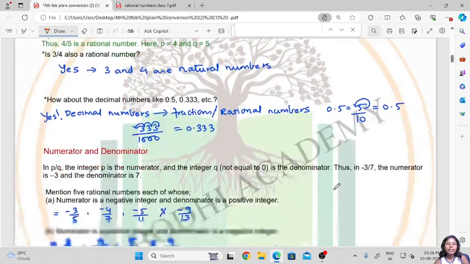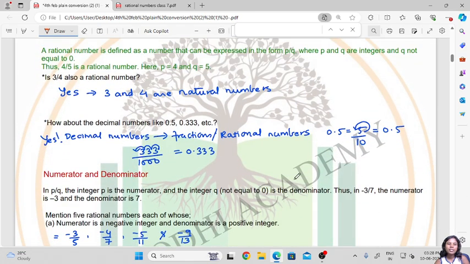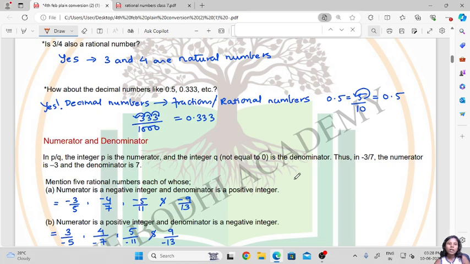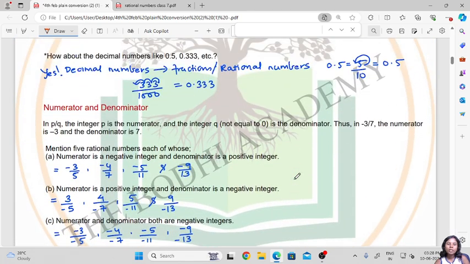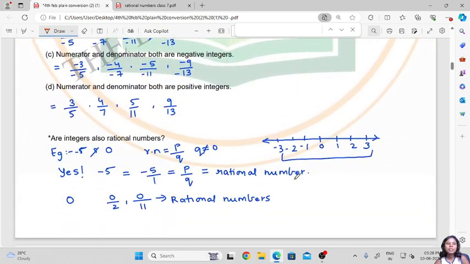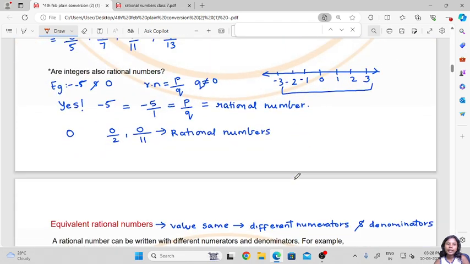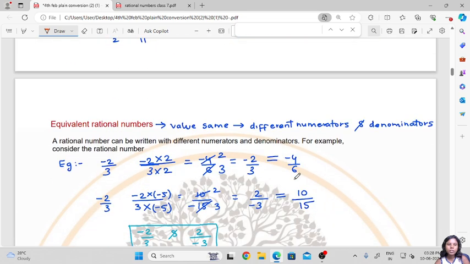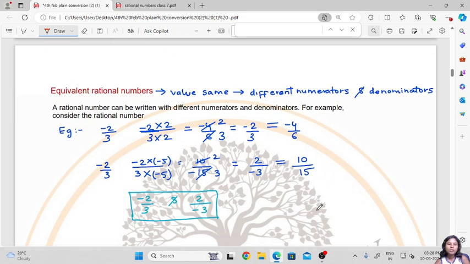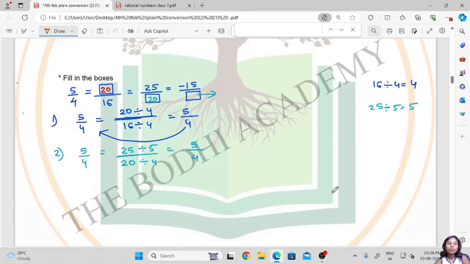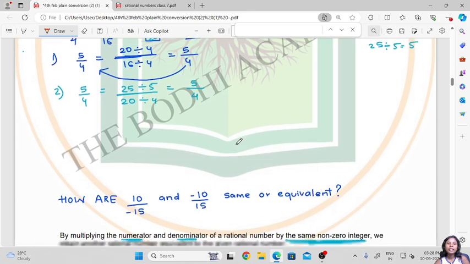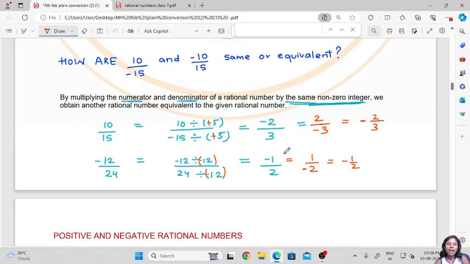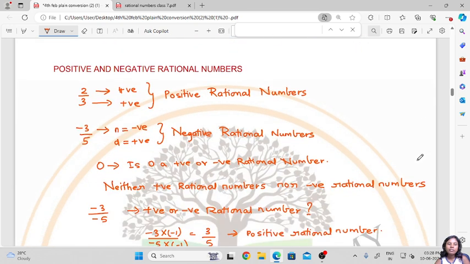was derived. Then we answered questions like, are decimal numbers also rational numbers? We spoke about the numerators and denominators in rational numbers. We also answered the question, are integers rational numbers? We learned the equivalent rational numbers that have the same value but different numerator and denominator. We learned to fill in the boxes and find the values of numerator and denominator. We also justified how 10 upon minus 15 is the same as minus 10 upon 15, and we finally learned the positive and negative rational numbers.